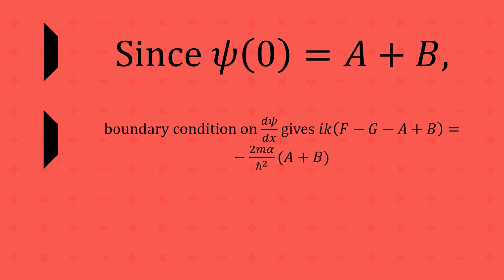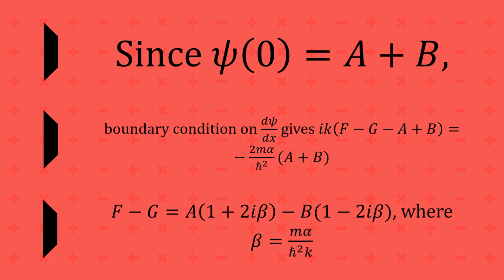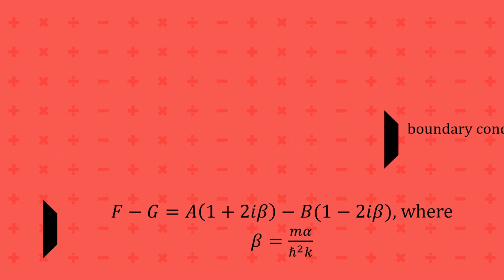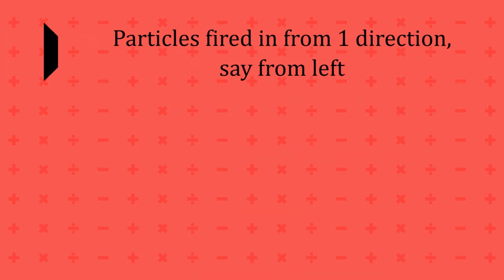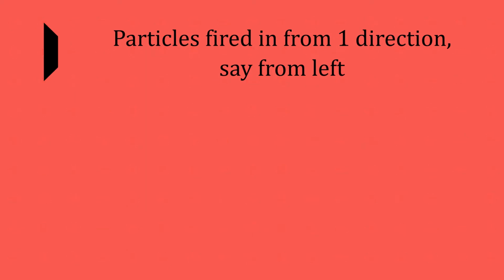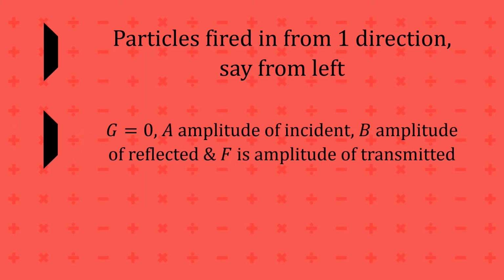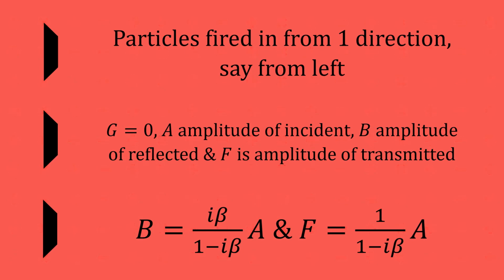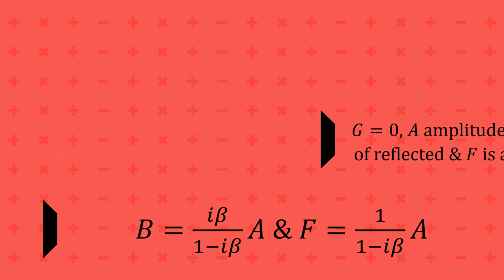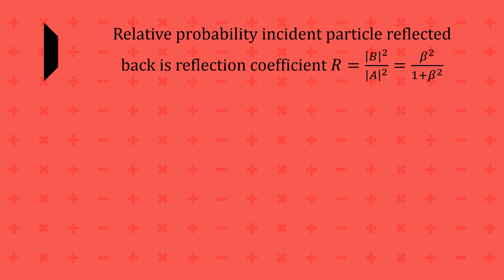Since psi of 0 equals A plus B, the boundary condition on the derivative gives this equation here, and we can rearrange it into this form here, where beta is equal to m alpha over h bar squared k. As we have two equations in four unknowns, we must consider the physical setup to solve the system. In a typical scattering experiment, particles are fired in from one direction, let's say from the left. This implies that G equals 0, A is the amplitude of the incident wave, B is the amplitude of the reflected wave, and F is the amplitude of the transmitted wave. We can find these expressions here for B and F in terms of A.